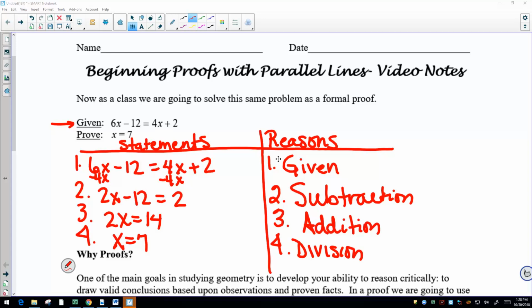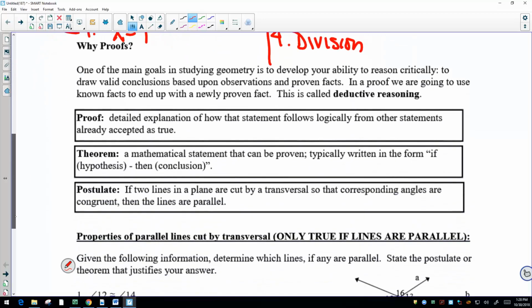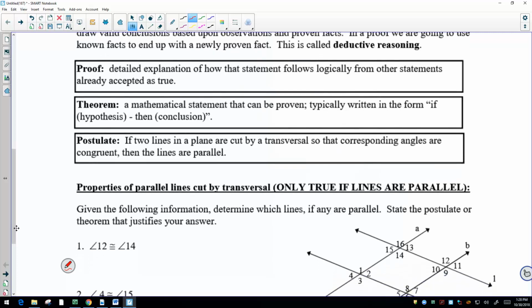And you're going to notice you're done when your very last line is what you're proving. Because then you've actually done the proof. You've completed. You've shown why x is 7. You have proven it. That's when you know you're done. Okay, so some little information about proofs. A proof is an explanation of how a statement follows a logical order from start to finish, and it's accepted as true. So that's what we did up above.